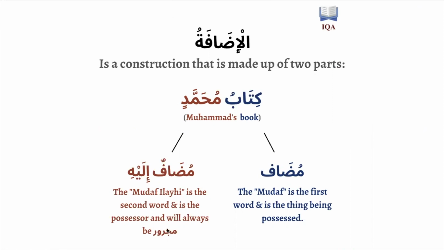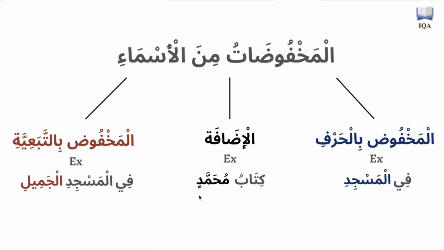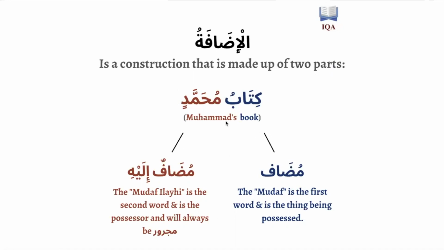And likewise, it's always going to be majrurun. So what's meant here by al-idafa is that the mudaf ilayhi, which is the second word in the construction and the thing that owns, is going to be majrurun. So in kitabu Muhammadin, Muhammadin is the mudaf ilayhi, and the mudaf ilayhi is always going to be makhfud or majrurun, whatever term you want to use. So that's what's meant here when we say that the idafa is one of the types of makhfudat, one of the types of things that are going to be majrurun. What's really meant is that the mudaf ilayhi is going to be majrurun. Now that's clear, it's quite simple.